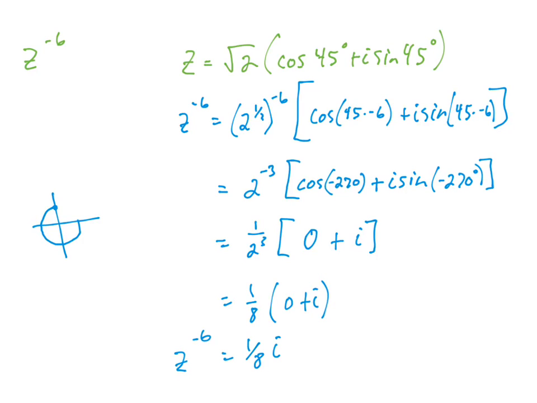And this is in fact in rectangular form. If we wanted to write this explicitly, where the a value is 0, we could write it like that. So now it's in a plus bi form, where a is 0 and b is 1/8. But this form is perfectly appropriate.